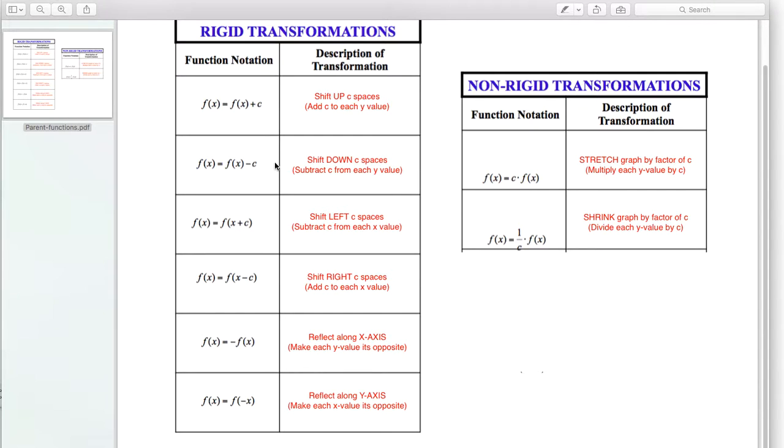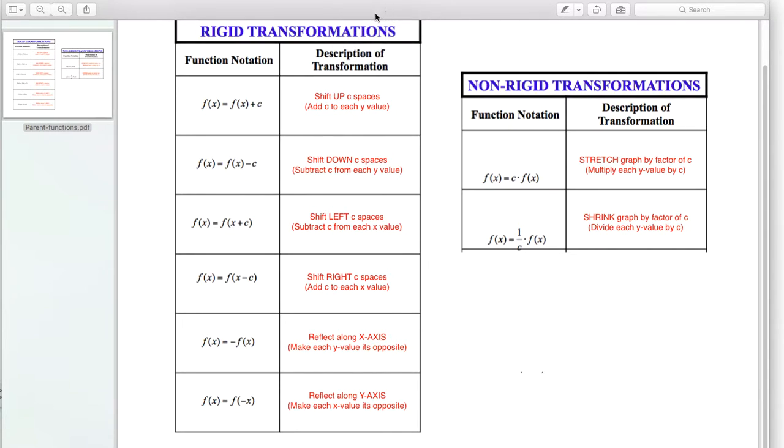We can shift up or down, we can shift left or right, we can mirror the image of the graph along the x-axis, we can mirror it along the y-axis, we can stretch it, and we can shrink it. It looks like a daunting task to memorize this table. It's not bad, again, because they go in pairs. And it's one of those things where the more practice you get with actually transforming these different functions, the easier it will be to memorize these patterns.